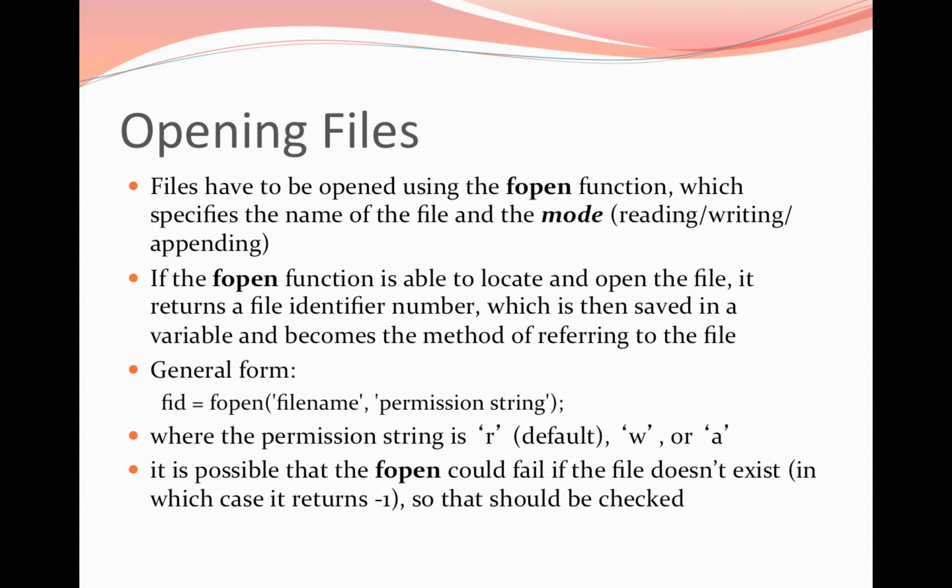It's possible that the fopen won't work. It'll fail, for example, if you're trying to read from the file and it doesn't exist. In that case, instead of returning the file identifier number, the fopen function returns a -1. So you should really check in the program to make sure that the fopen was successful.